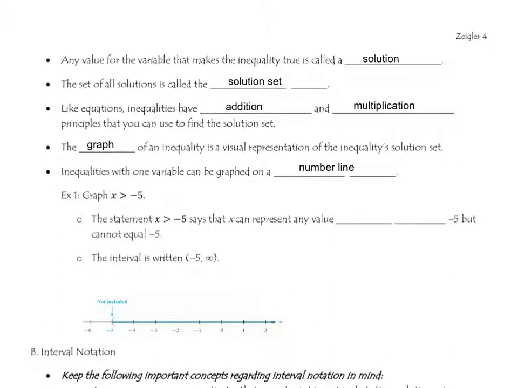The graph of an inequality is a visual representation of the solution set, and they can be graphed on a number line. So let's look at an example. For x is greater than -5, it means that x can be any value that is larger than -5. But it would not equal -5 because it doesn't have that equal sign in it.